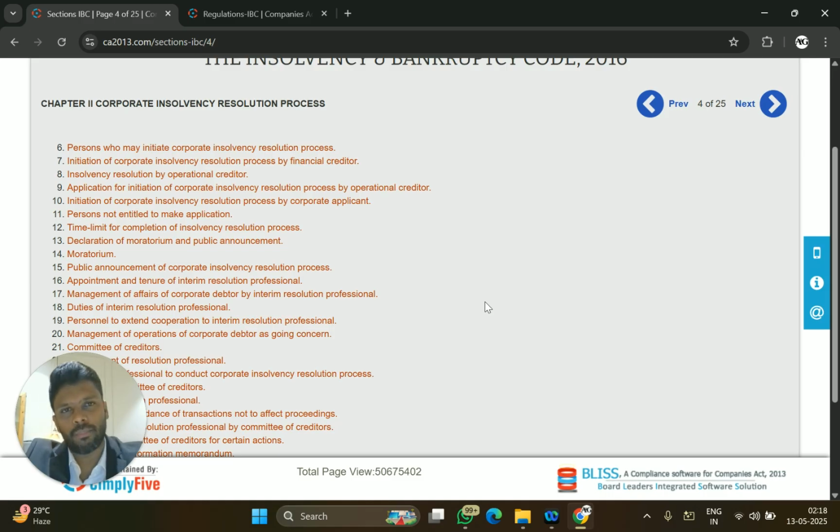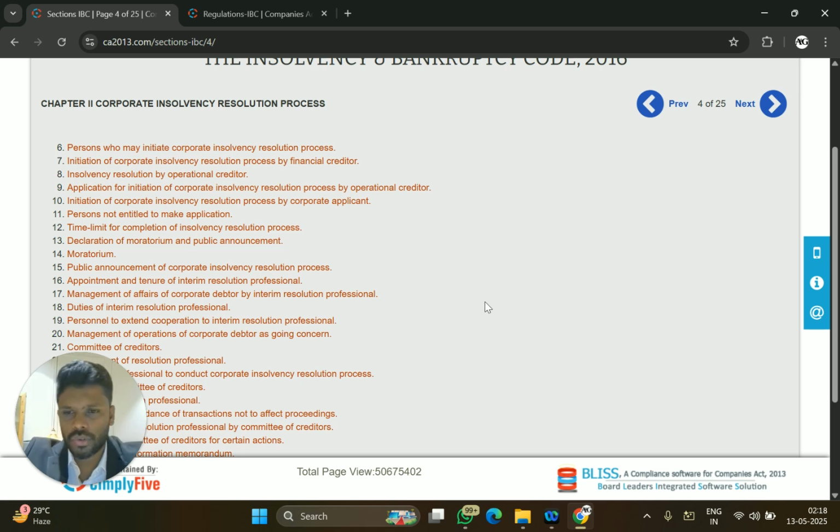Basis these three things, the resolution applicants will then formulate or prepare their resolution plans and put their offers and submit it to the RP within the defined timelines. The RP will then check the resolution plans whether they are compliant with section 30 subsection 2. 30 subsection 2 lists down certain parameters that are required to be complied with, and if these plans are complied with those parameters, the RP will put those plans before the COC for their consideration. COC will simultaneously evaluate the resolution plan submitted by each of the resolution applicants.